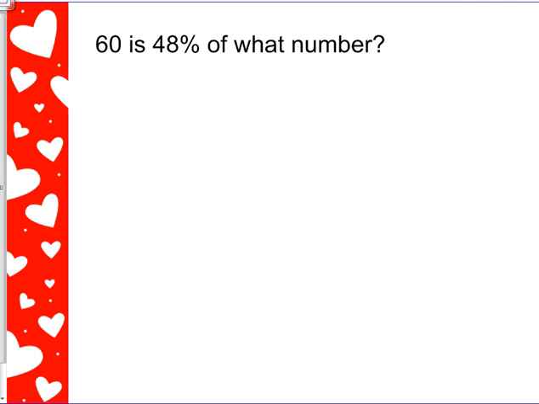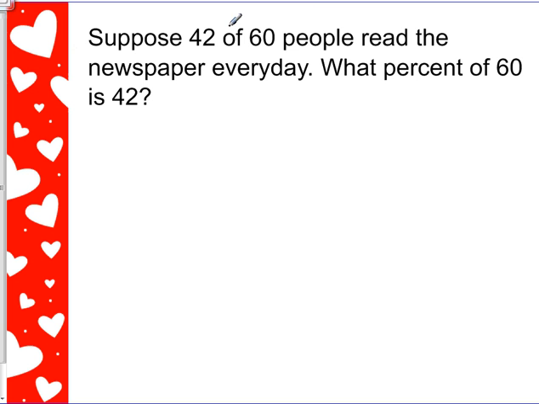All right, otherwise, what I'd like you to do is do this particular problem at home in your WISC. So it states 60 is 48% of what number? So remember to think about what your part is, what your whole is, and what percent you have. Okay? All right, and the last example I have for you today is actually a word problem. Word problems are very common when we're talking about percentages. So here's what we got.